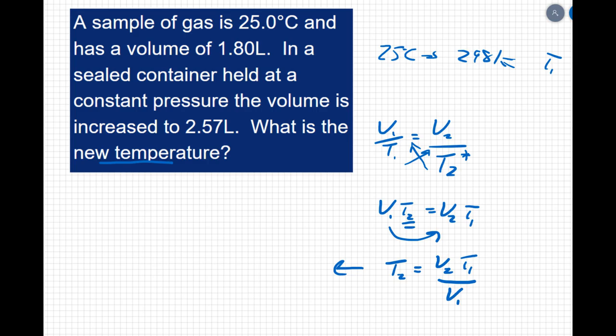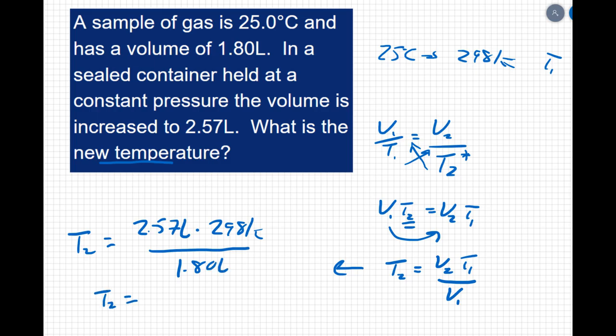Alright, so let's plug that in. T2 is going to equal V2, which we know to be 2.5 liters, times T1, which we found to be 298 Kelvin. We have to make sure that's in Kelvin. And I'm going to divide that by V1, which is 1.80 liters. So I get T2 equal to 425 Kelvin.